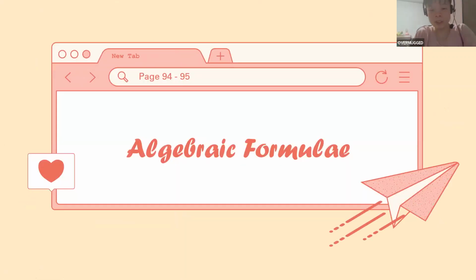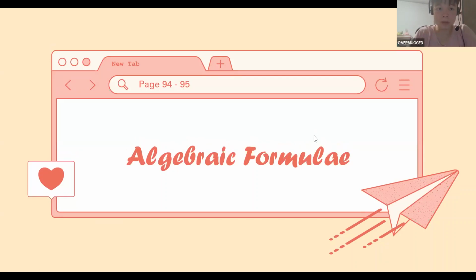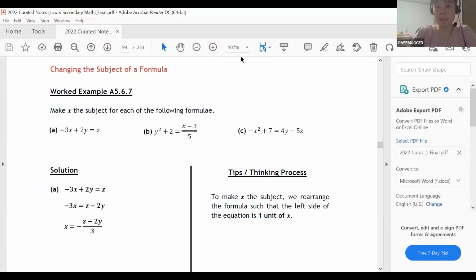Okay, so first one, algebraic formula. Alright, let me switch over to the notes. Okay, so changing the subject of a formula. So why is this important? This is also related to your science.